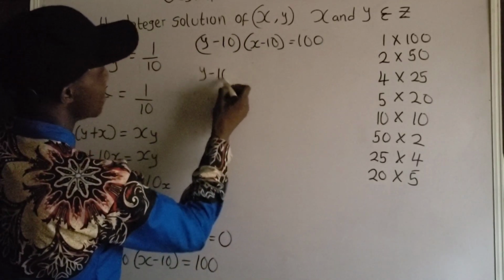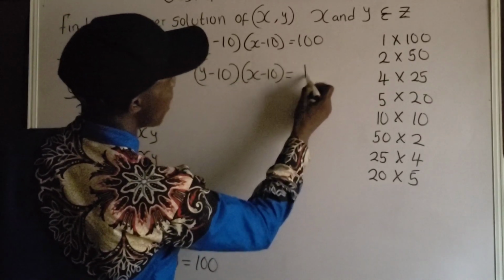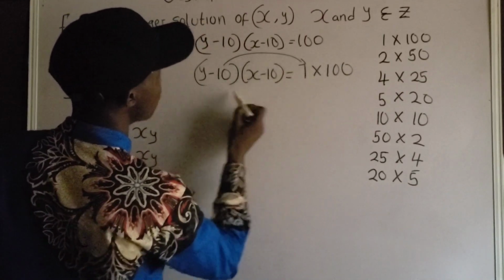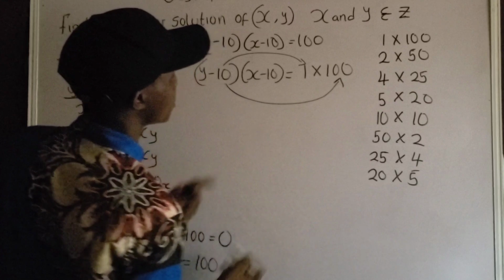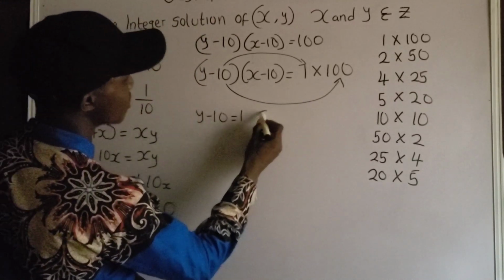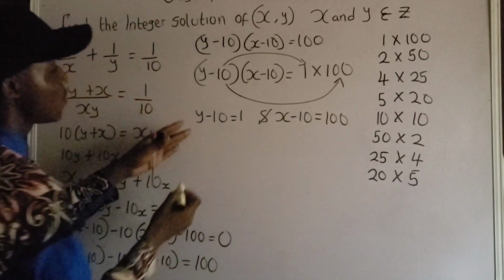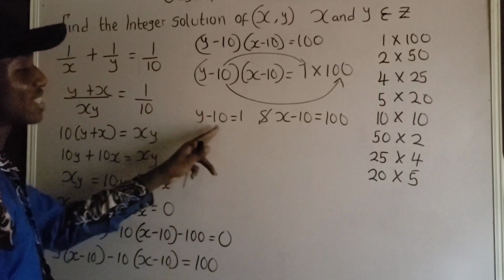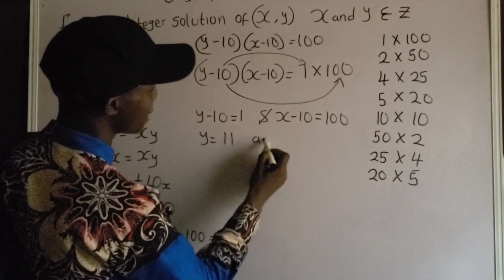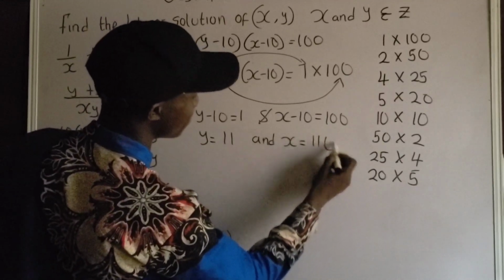y minus 10 into bracket x minus 10 is equal to 1 multiplied by 100. So for this bracket, I'm going to have y minus 10 equals 1, and for this bracket I'm going to have x minus 10 equals 100. So if y minus 10 equals 1, y is equal to 10 plus 1, that is 11, and x is equal to 100 plus 10, that is 110. Please, are you following?